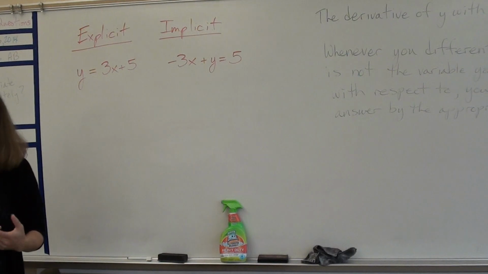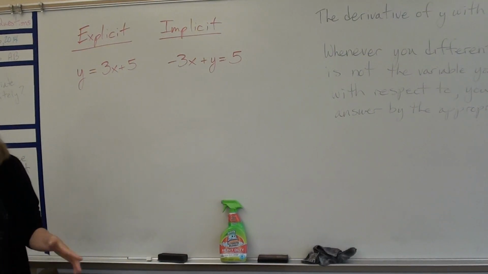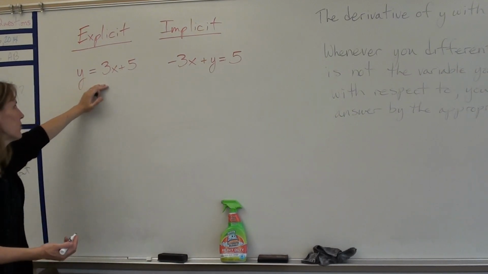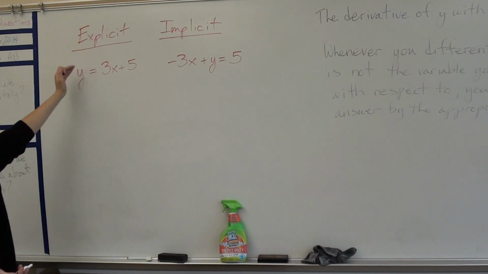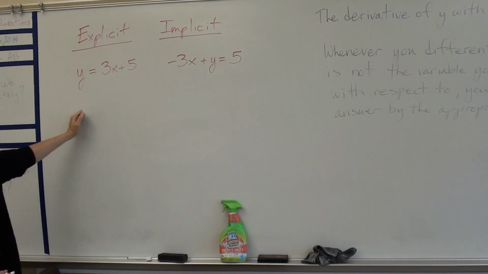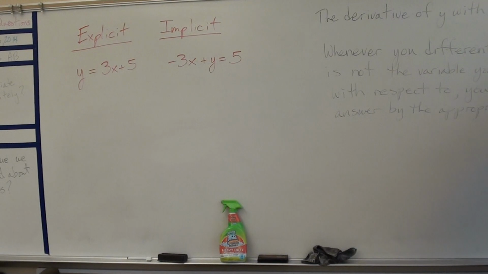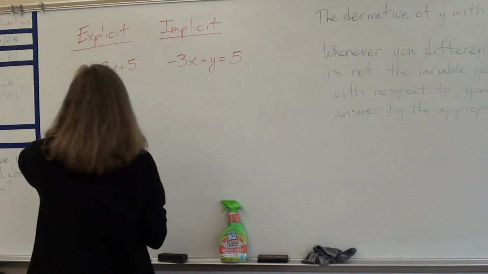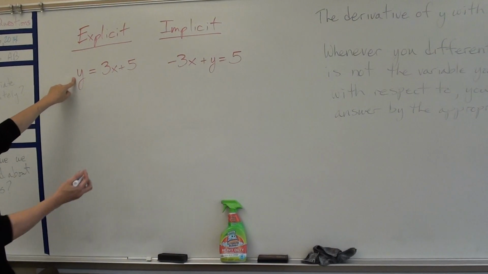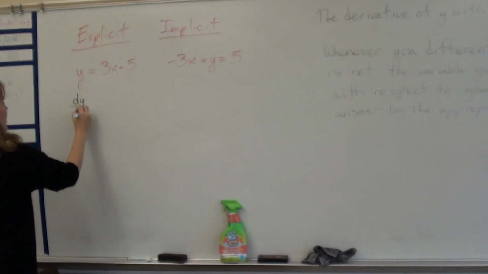You know you can do whatever you want to an equation as long as you do it to both sides, right? I can multiply both sides by 5, I can add a 6 to both sides, right? All these things. I can differentiate as long as I do it to both sides. So here's the thing. When I differentiate y equals 3x plus 5, the derivative of the left side, what is the derivative of y with respect to x? It's dy dx.